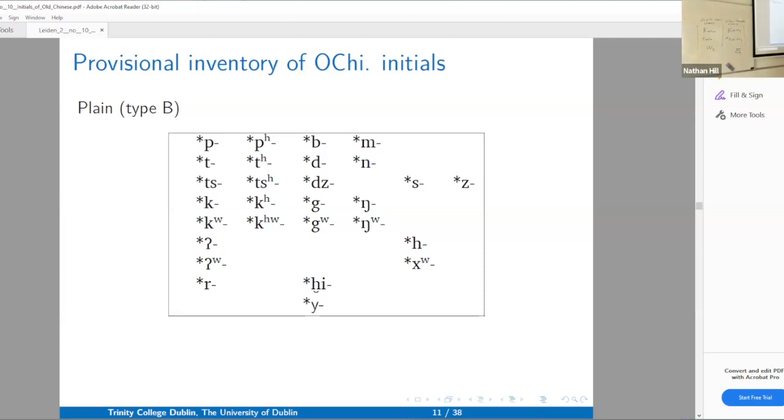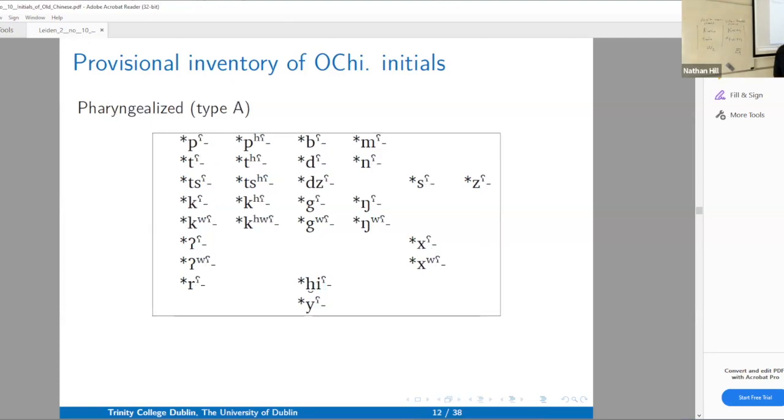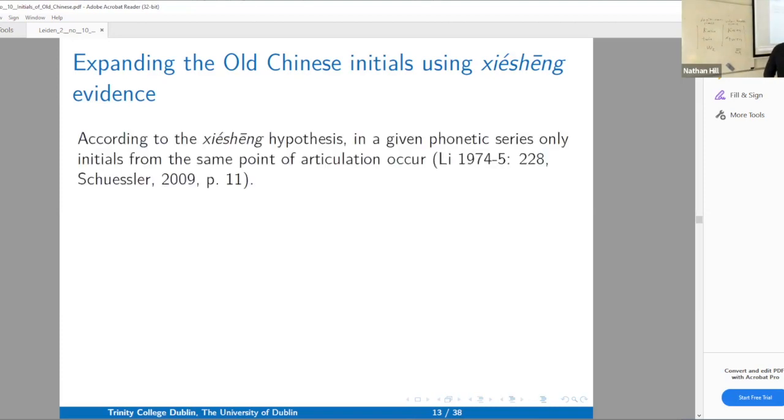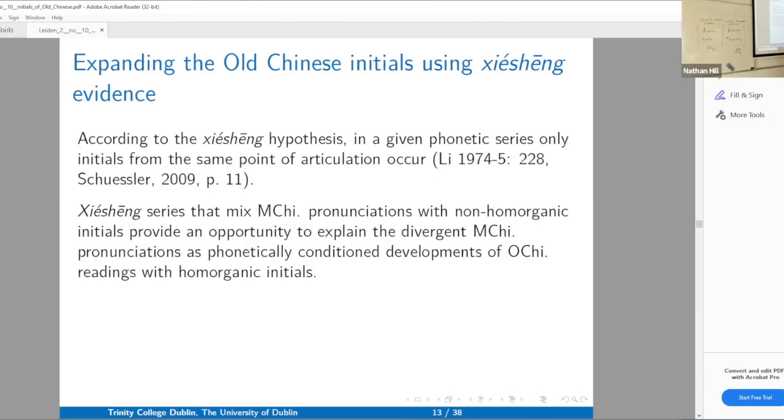Okay, and then this is type A syllable. That was basically the thing that I really wanted to do, the internal reconstruction of Middle Chinese. But now that we're here, let's do what we did before, where we add more initials using the Sheshan hypothesis.